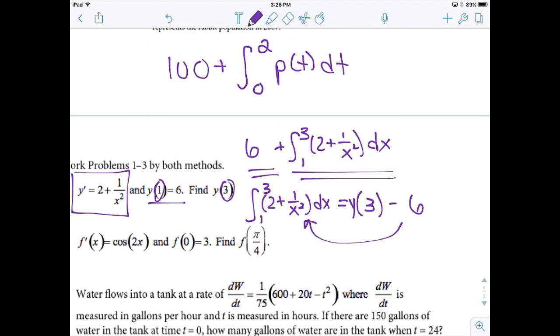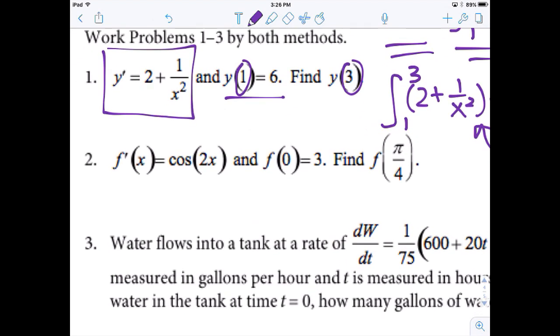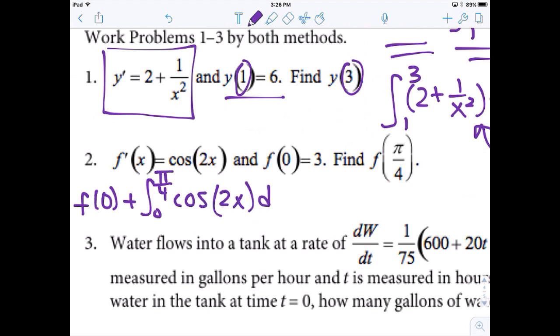Okay. So let's set up another one. Let's say f prime is cos 2x, and f of 0 is 3, find f of pi over 4. So again, you've got two options. You could say, okay, my initial's at 0, so f of 0, plus the net change from 0 to pi over 4 of cos 2x dx. And I hope that's calling out to you that you would need to use a u sub there because of that 2x.